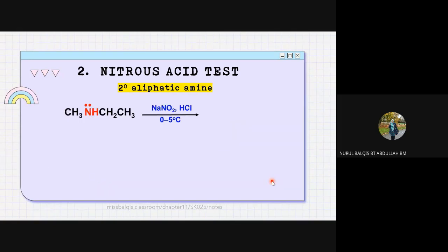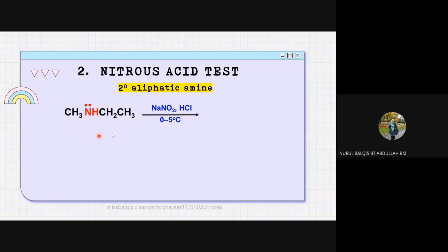Okay. Alright. Next one, we have for secondary compound, secondary aliphatic amine. How do we know they are secondary? Because on this nitrogen, we have methyl and ethyl. Dan hanya ada satu je hydrogen. Can I know the name of this compound?